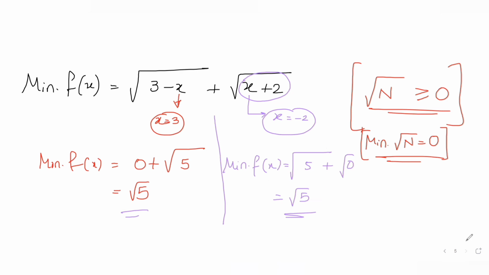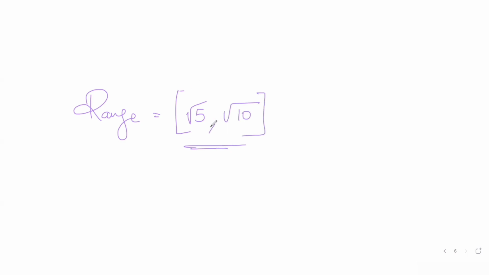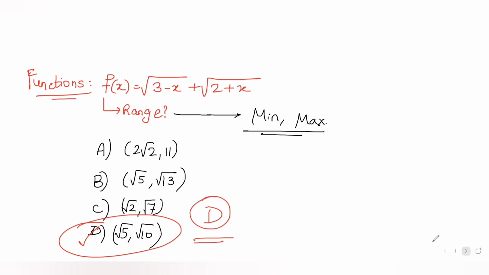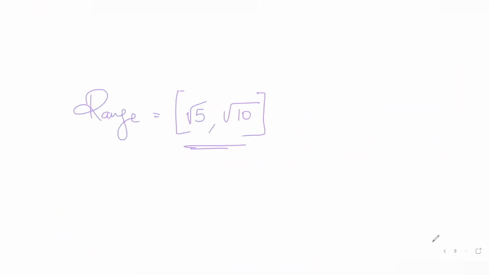Now, once I have the minimum value and the maximum value, I get the range of that function. I know the minimum value was root 5, and the maximum value was root 10. The range of the function lies in the interval of root 5 to root 10. Now, if I see the option choices that match the question, it is option D. So we get the correct answer for the question as option D. So you get the range of that entire function.